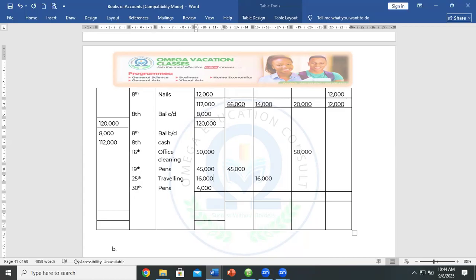Okay, so I think that will be a total of 115,000, right? When we sum them, you do the totals for each of the columns. Under the pens, you have 45,000. Under traveling, 16. Under office cleaning, you have 50,000. And then under news, nothing was there, so dash.